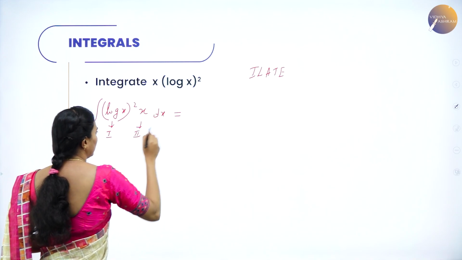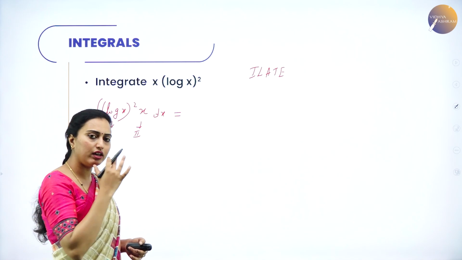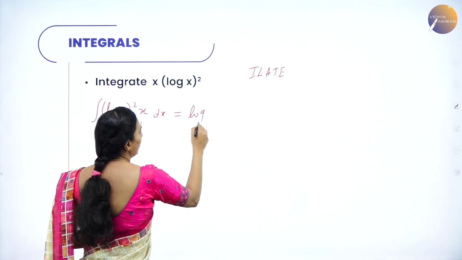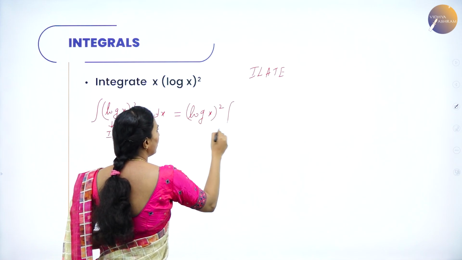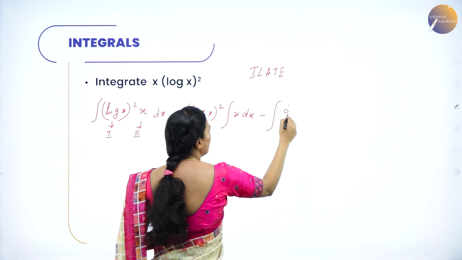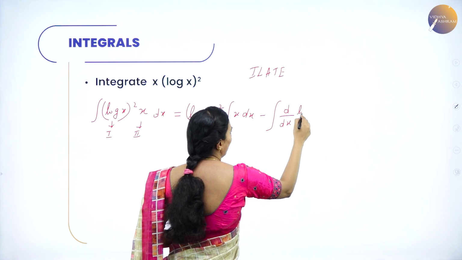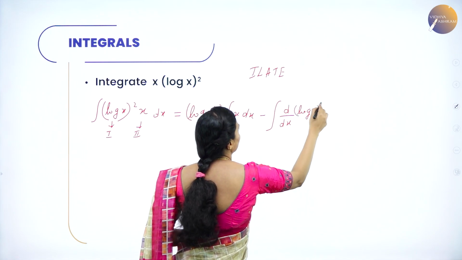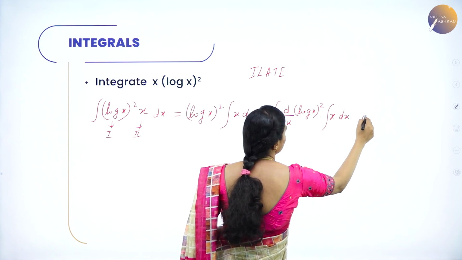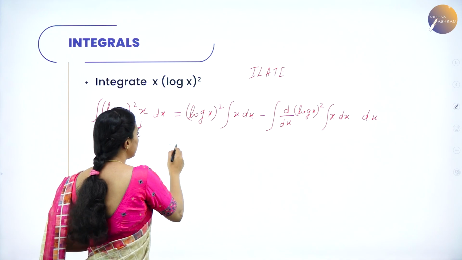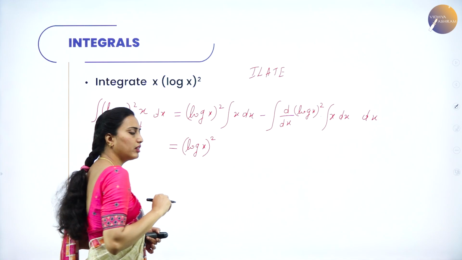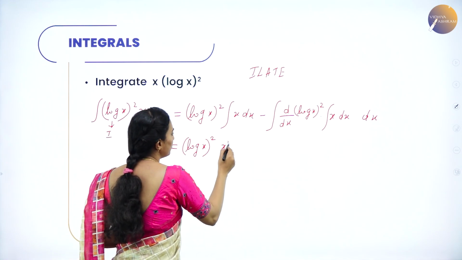Now, without writing the formula, let us remember it and move accordingly. So here, first function log x whole squared into integral of second function, which is x into dx, minus integral of d by dx of first function, which is log x whole squared, into integral of second function, which is x into dx, into dx. Now here, further simplification gives you log x whole squared, and integral of x is nothing but what? x squared divided by 2, right?